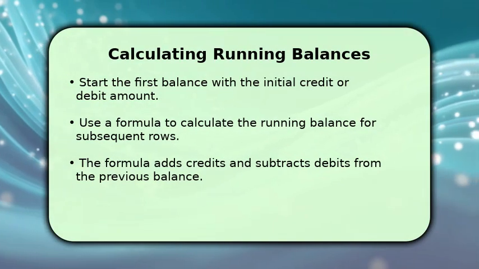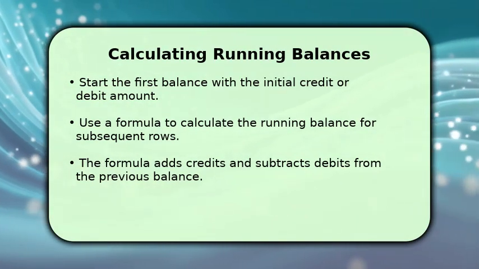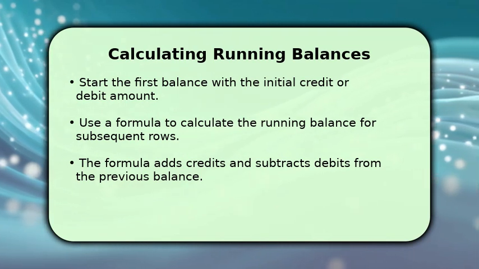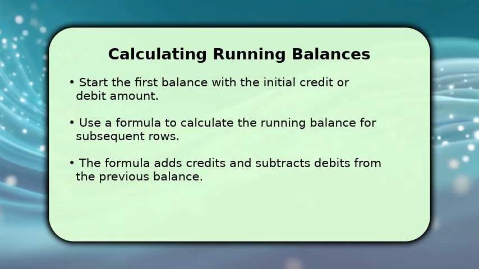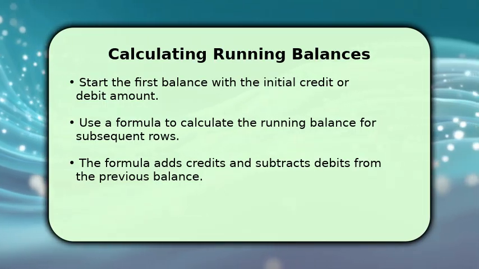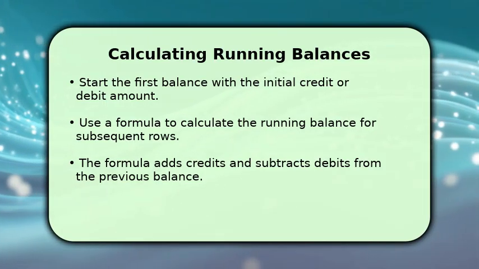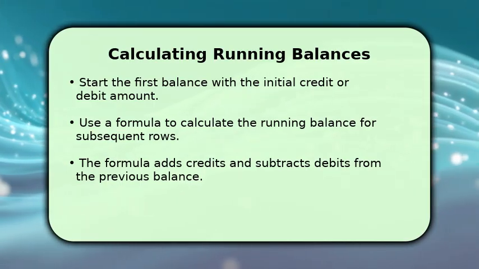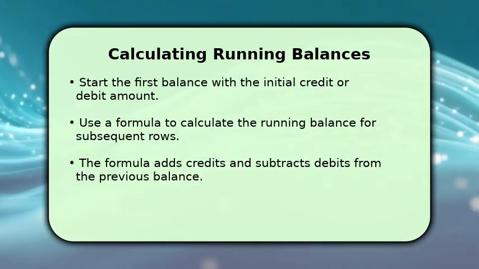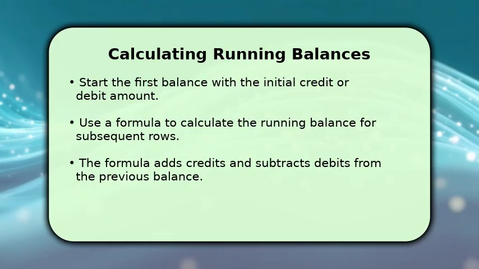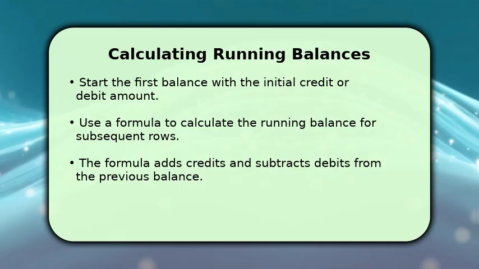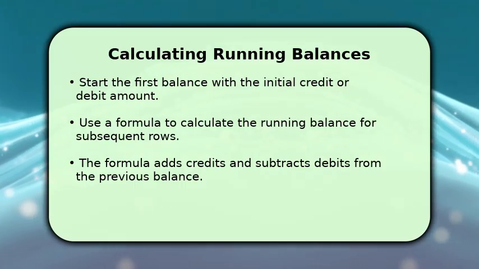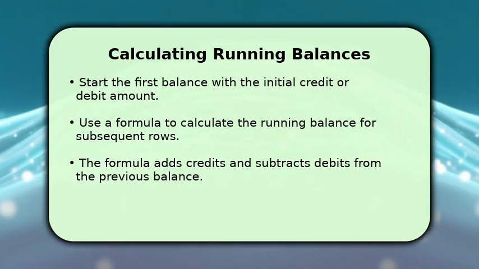Calculating your running balance is key to understanding your financial position with each vendor. For your very first transaction, the balance will simply be the initial credit or debit amount. For all subsequent rows, you will use a simple formula. This formula takes the previous row's balance, adds any new credit amounts, and then subtracts any new debit amounts. This ensures your ledger always reflects the current outstanding amount.